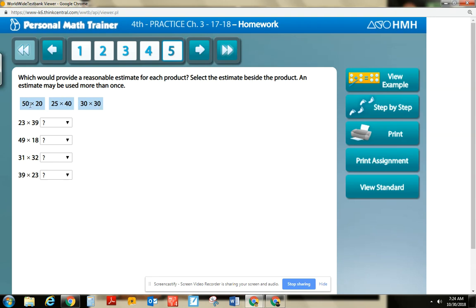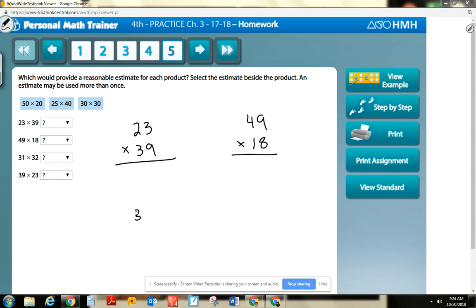So here are my 3 estimates. Here are my 3 answer choices. So on your paper, you need to write down these problems, and then we're going to estimate next to it. So write down your 4 problems. You see I'm writing up and down. That's what you need to do also. Make sure that you're copying down correctly. That's a silly mistake.